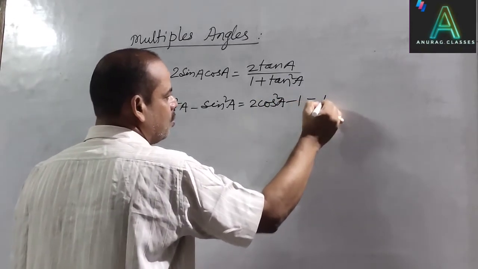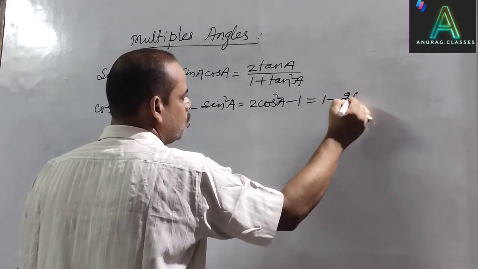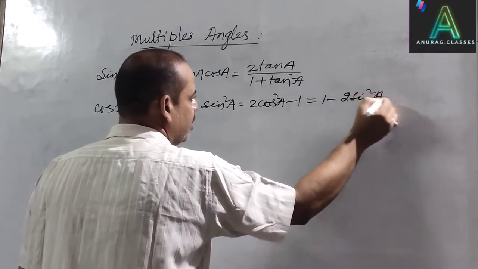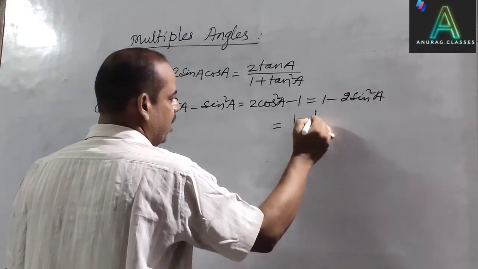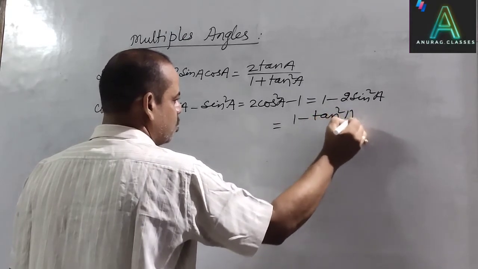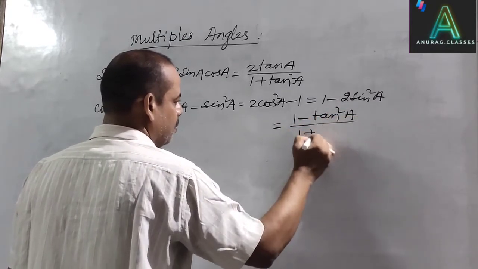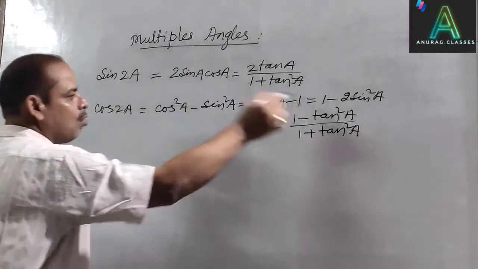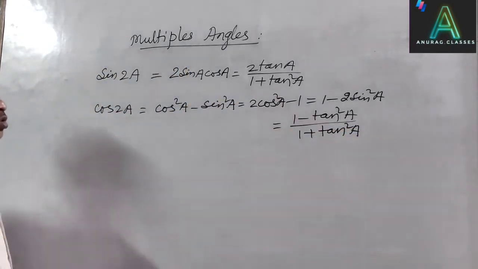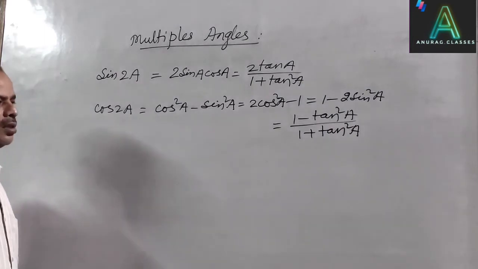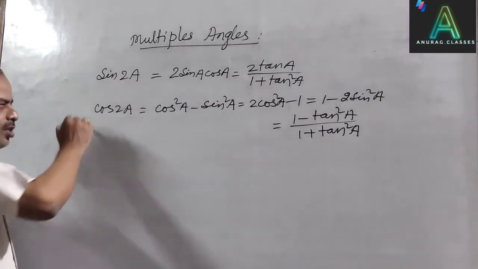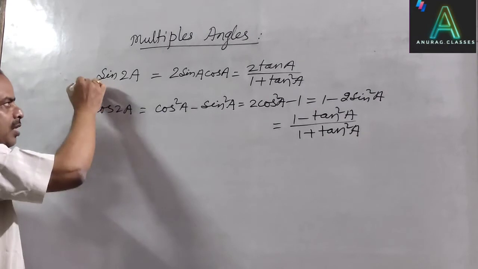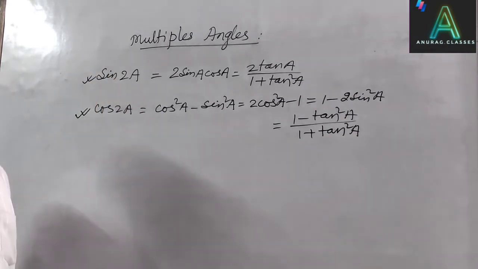Also it is 1 minus 2 sin square A, and 1 minus tan square A by 1 plus tan square A. These all formulas belong to cos 2A. Students, there are so many formulas, but this formula and this formula are very important while dealing with multiple angles.